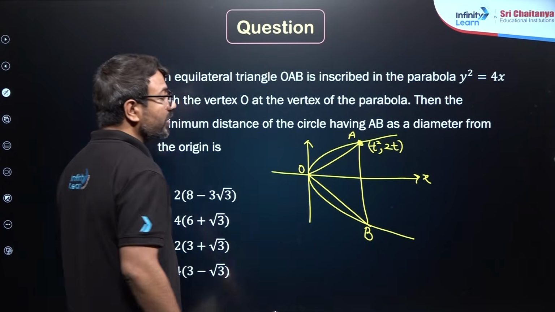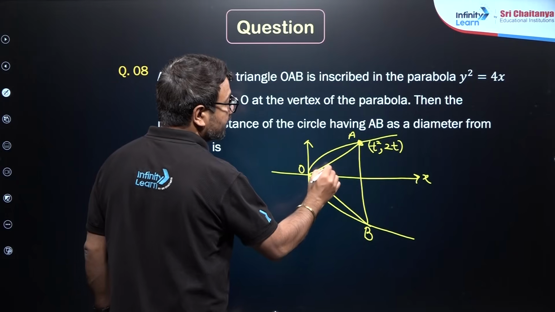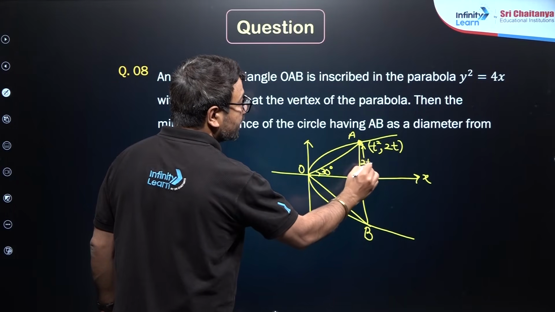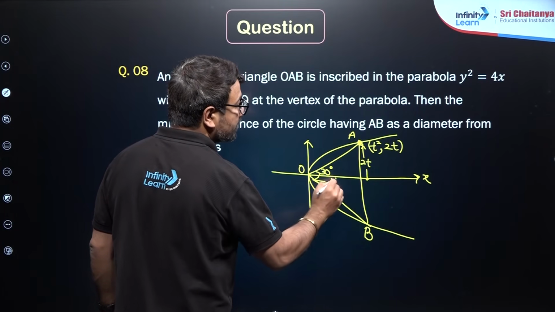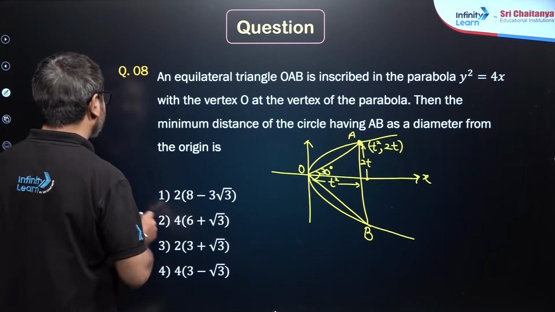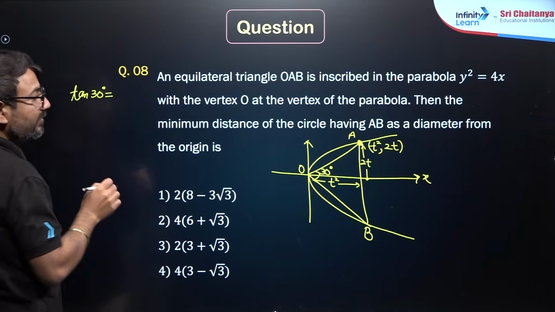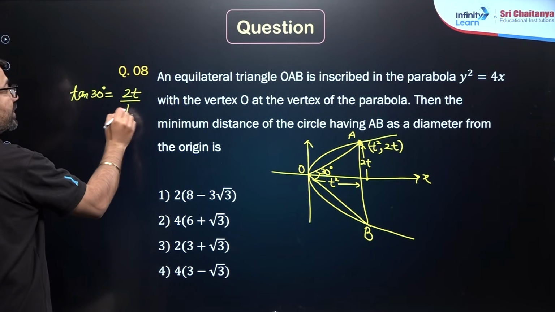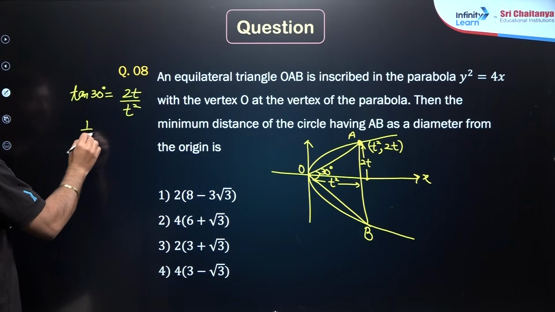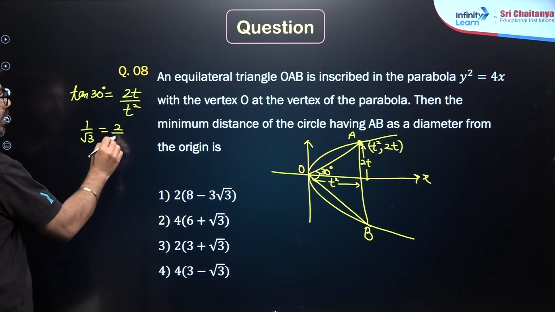Over here you will observe this angle is 30 degrees. This height is 2t and this base is t square. So you will be able to see that the value of tan 30 will be perpendicular over base. So tan 30 is 1 by root 3, which is 2 by t.